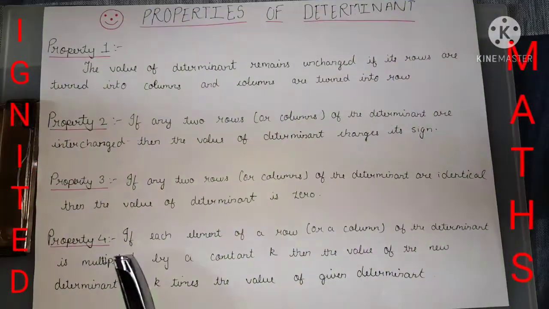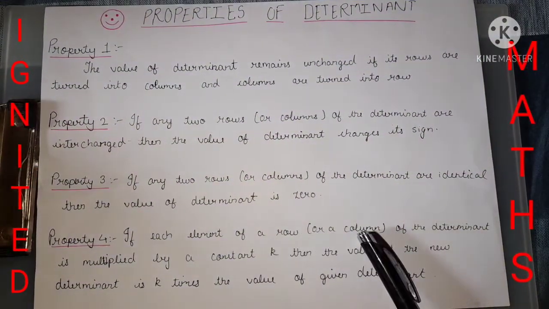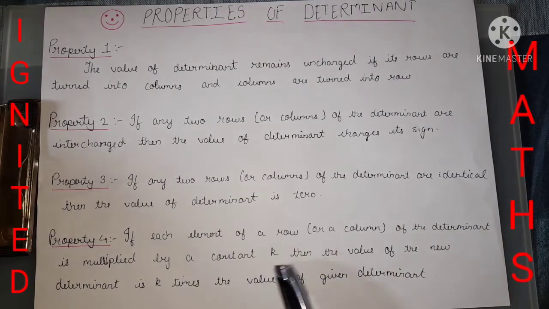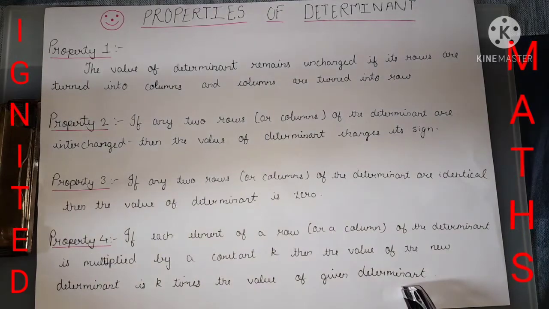The property 4 says that if each element of a row or a column, either one row or one column, of the determinant is multiplied by a constant k, where k can be any real number, then the value of the new determinant is k times the value of the determinant. Now we are going to prove it.